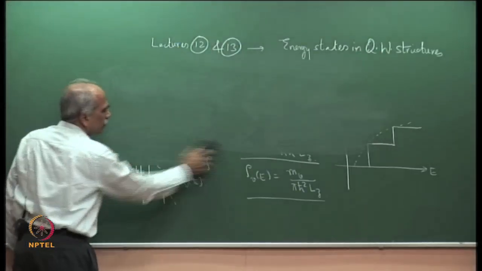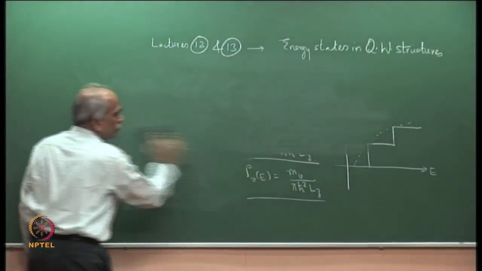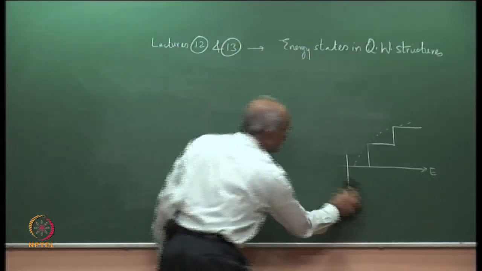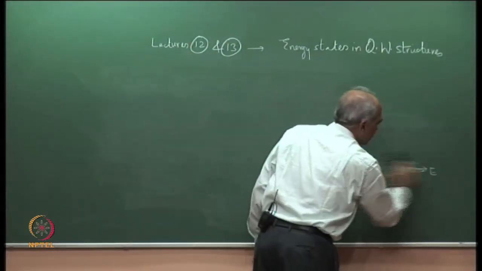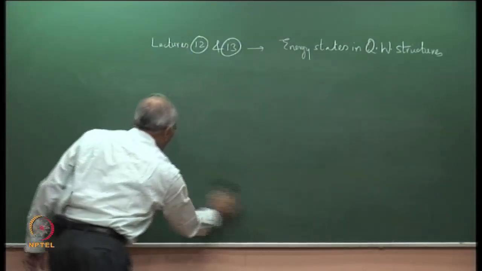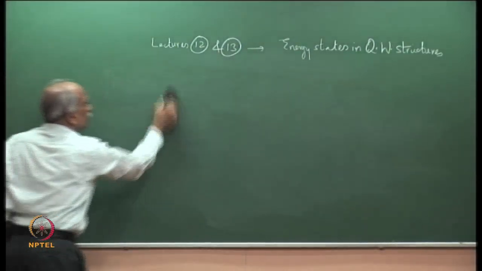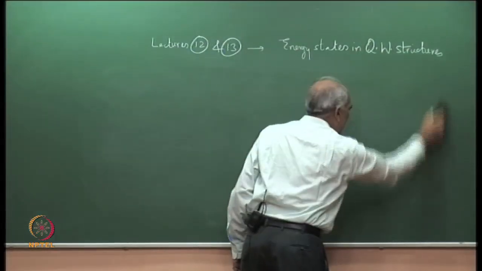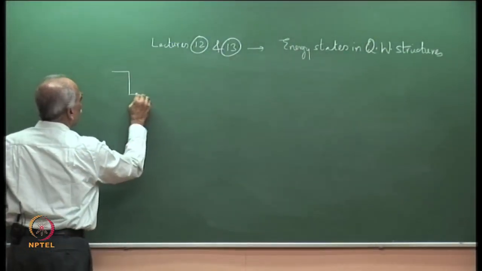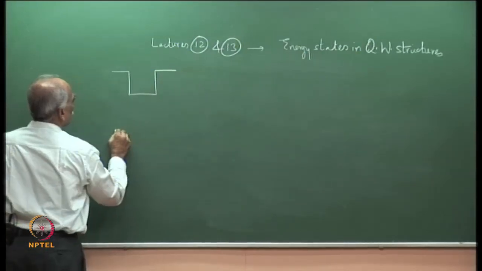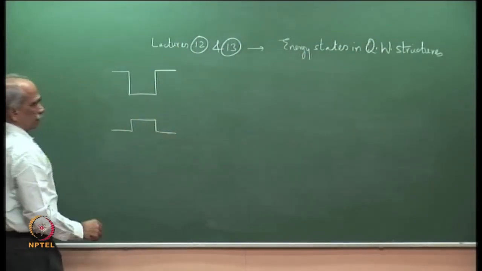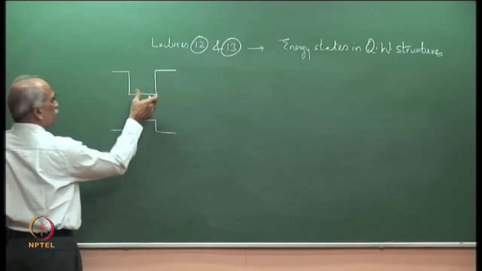What we have seen, a very quick recap, is that the allowed energy values are discretized. Being a potential well, being a quantum well, the allowed energy values for electrons in a quantum well are discretized, and therefore, if you take a quantum well, so this is the quantum well.